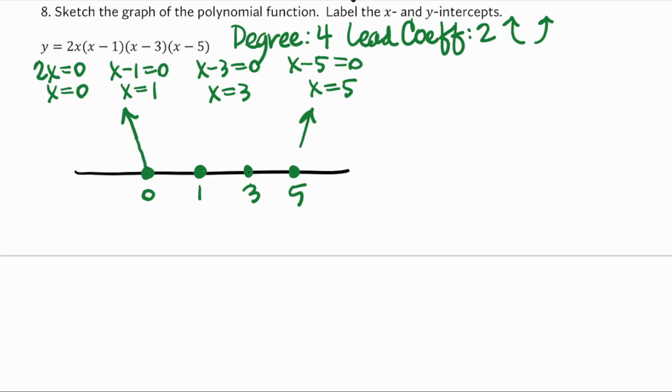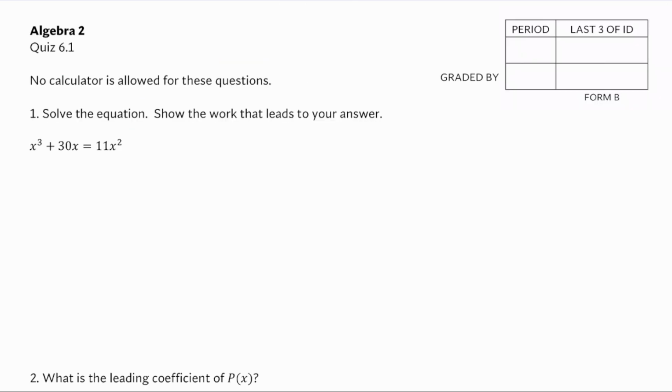And I kind of start with the end behavior. I'm just going to pass through these zeros, and there I've got myself a sketch of the graph of this polynomial. All right, that was good. All right, now let's work problem B. I'm going to go a little bit faster on this one.